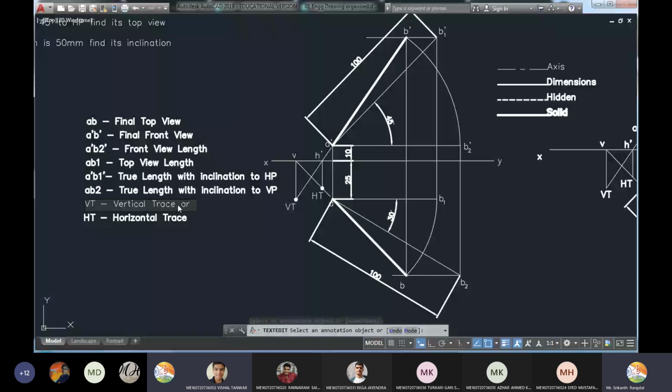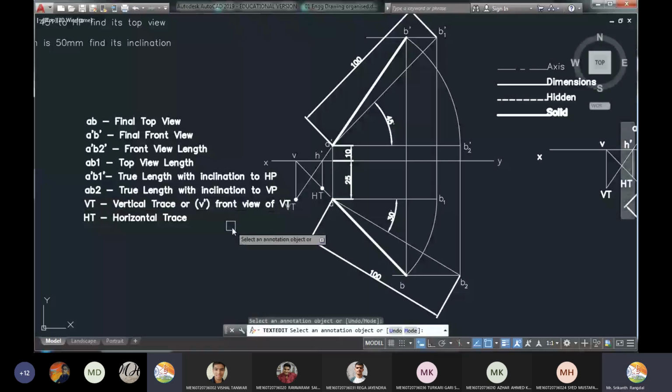Front view of VT. This is also at the same place. Fine. What do we call it? How do we write it? V dash. Small v dash. The small v dash is also at the same place.